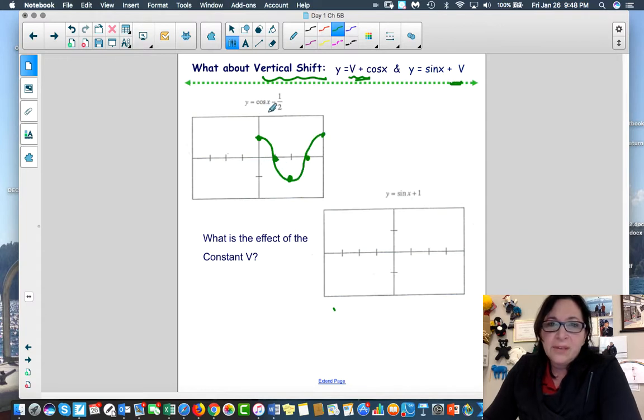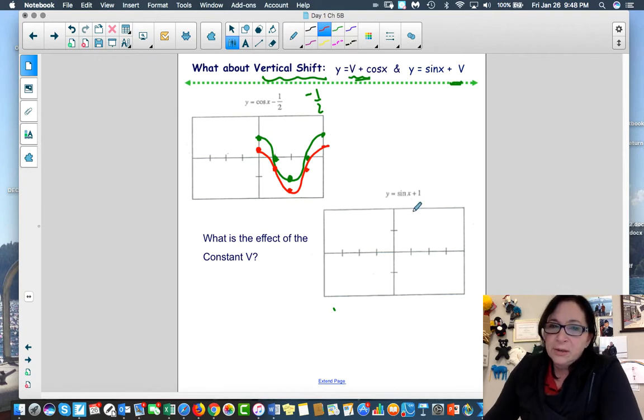Now, this says cosine of x minus 1/2, which means that I'm going to drop it down 1/2. So everything's going to drop 1/2 of a unit. And so my graph now looks like this.